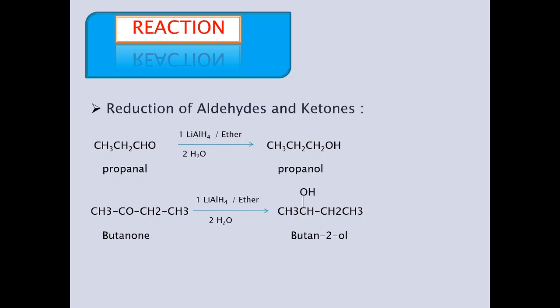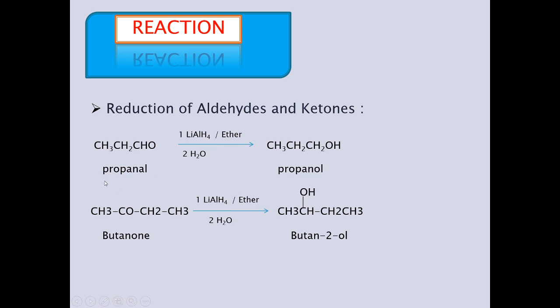So we have to see the next point, reactions. In this point, we first see the reduction of aldehydes and ketones. Do you know the general formula of a ketone? The general formula of a ketone is R C double bond O R, and the general formula of an aldehyde is R C double bond O H. Okay, so we have to see the examples.